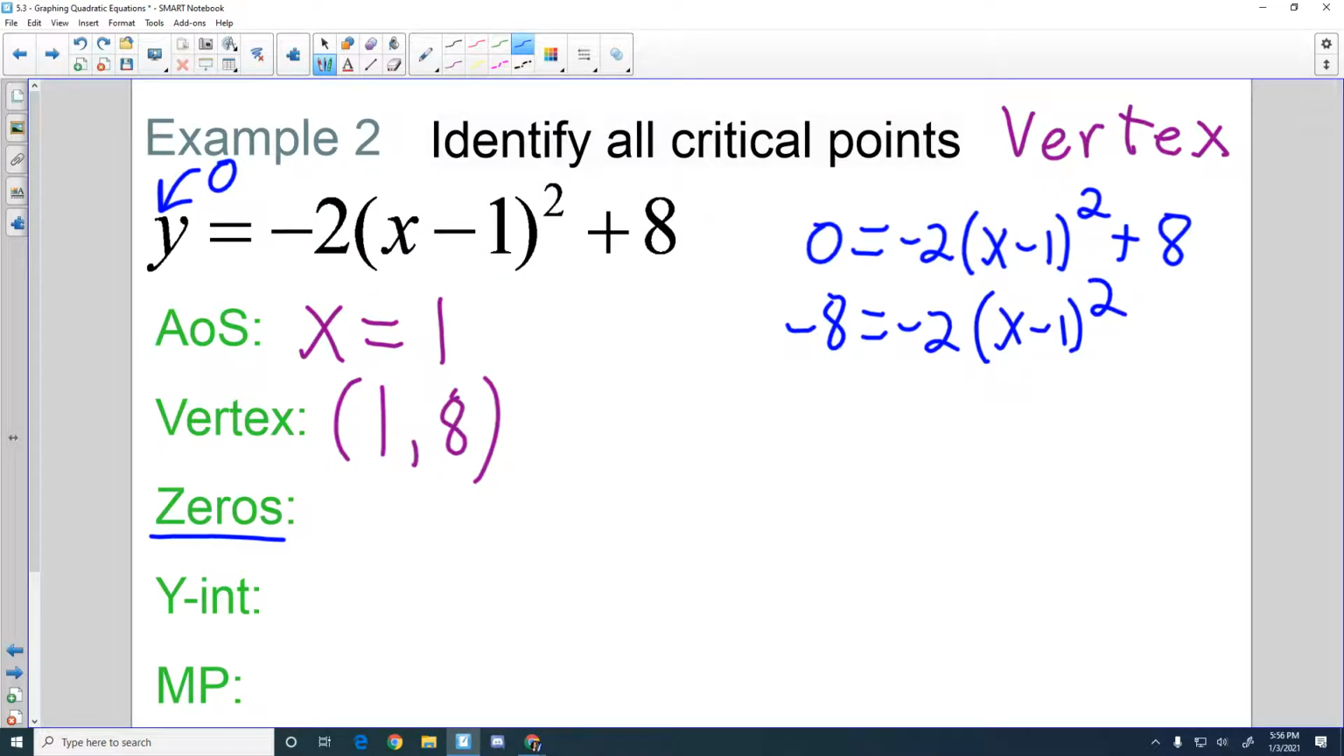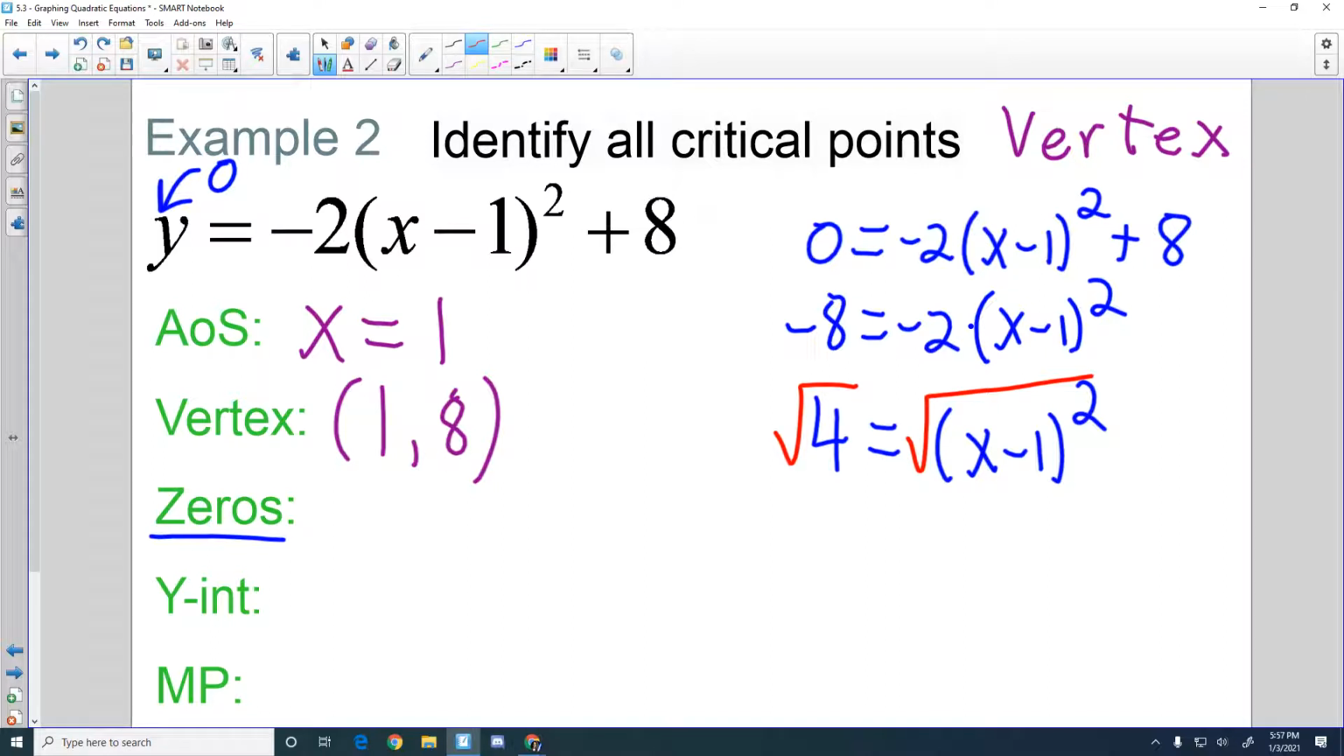Then we need to divide both sides by negative 2, because that's in front of the parentheses, which means it's being multiplied. When we divide that, we get 4 equals (x minus 1) squared. Now from here, I need to get that x by itself, but it's in parentheses that are being squared. To cancel out a square, we use a square root, which we have to do to both sides. And be very careful here.